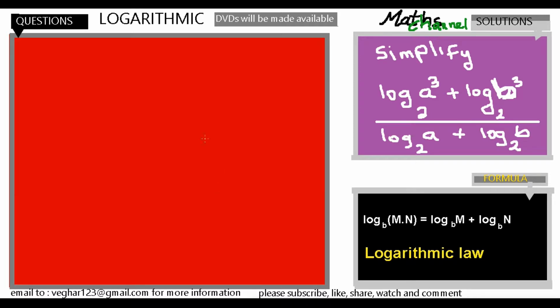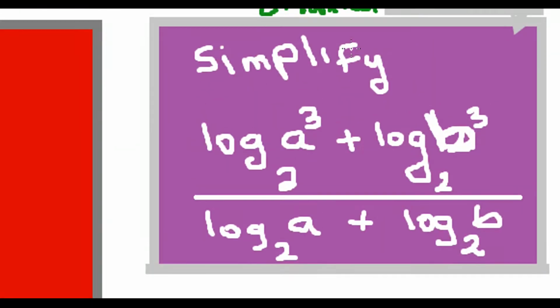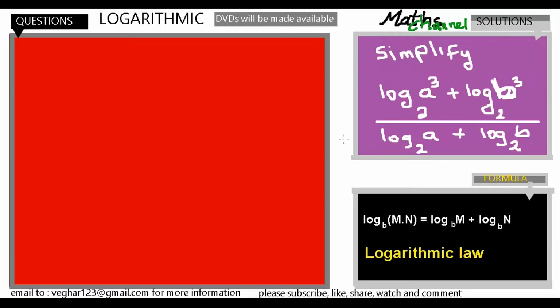Let's look at some problems of logs. This is the complexity, so you combine all some of the laws that we have gone through. They say simplify this equation, so we use some of these laws to simplify it. So let's get started. You see here the exponent is 3, and the bases are all 2.